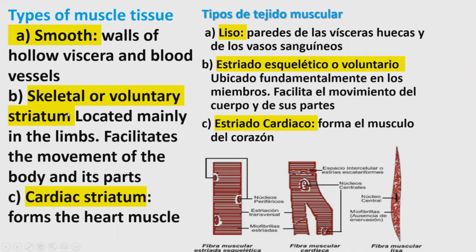Where is this type of muscle located? It's located mainly in the limbs because this muscle facilitates the movement of the body and its parts. And the last type of muscle tissue is cardiac striated. We can find this muscle type in the heart because cardiac striated muscle forms the heart muscle.